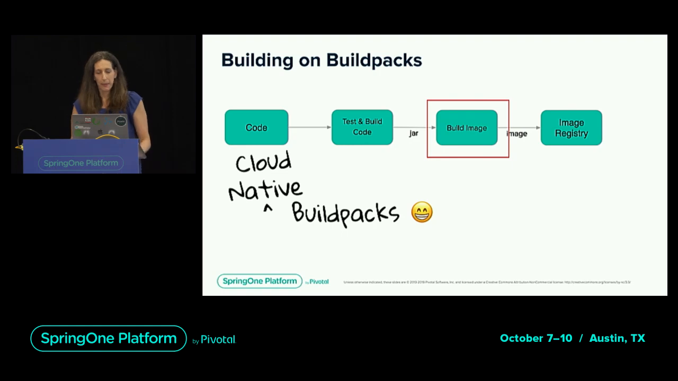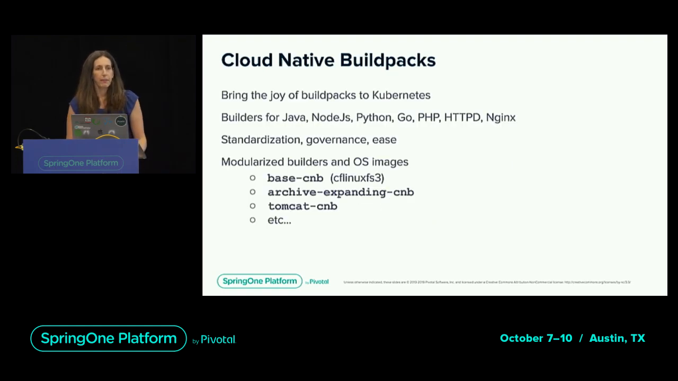Thankfully, no, because now we have cloud-native build packs. So cloud-native build packs basically bring the joy of build packs to Kubernetes. And we have the same polyglot support because we are inheriting the same knowledge that has been honed for so many years now. They give us the same standardization, the same governance, and the same ease. But they're actually an improvement. We've also taken lessons learned from how build packs were built before.